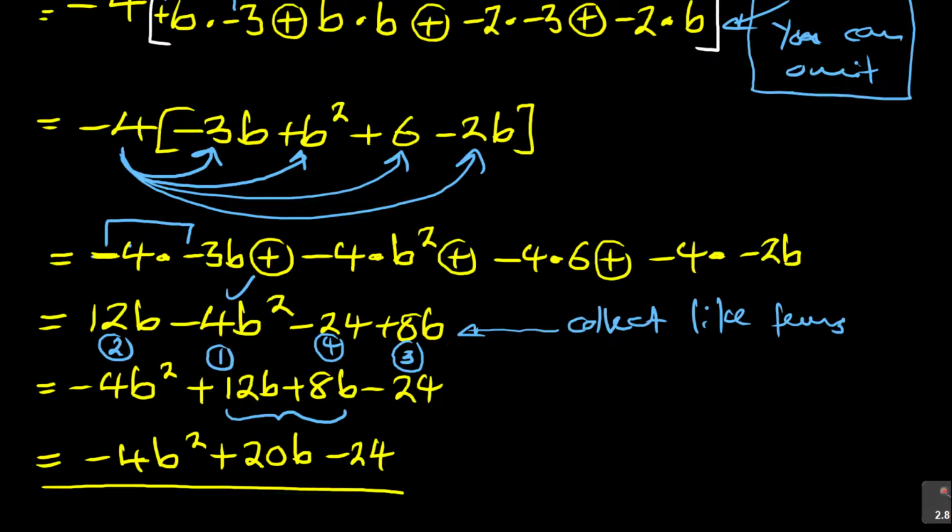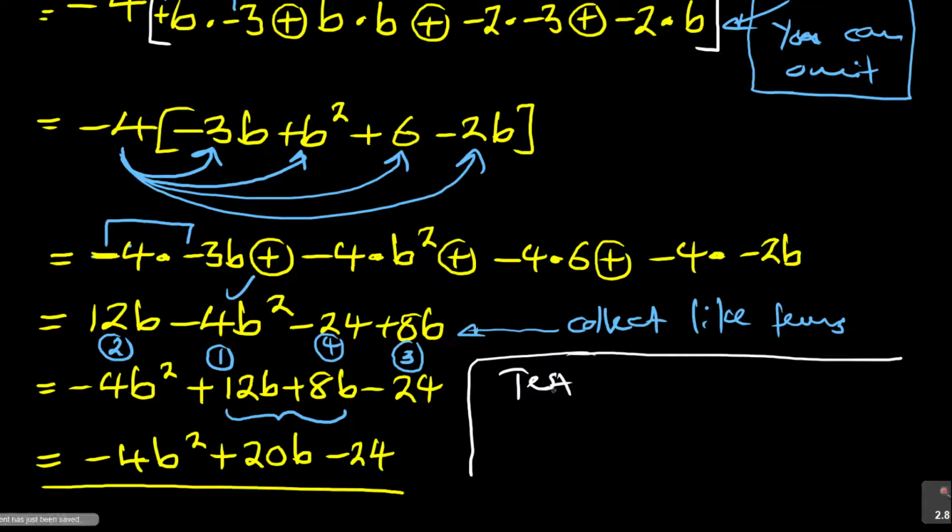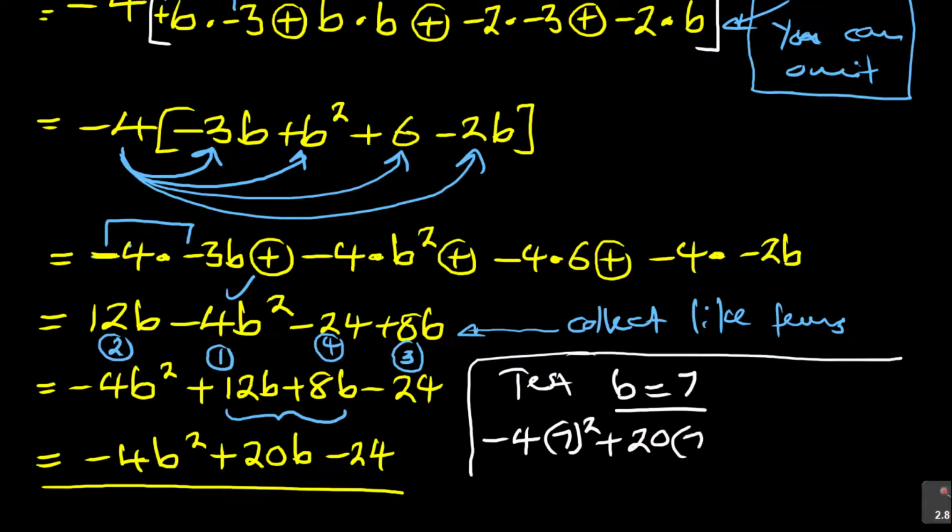Now, do you want to try the testing method? Yes, let's test this. Remember, I told you testing is not part of the working. You just do it with a pencil and erase. Choose any value of b. Let b be equal to 7, for example. So how do you write it? You say minus 4. Where there is b, put a bracket. You say 7 squared. Plus 20. I'm substituting now. Where there is b, I put 7. Minus 24. Let's see what it gives me.